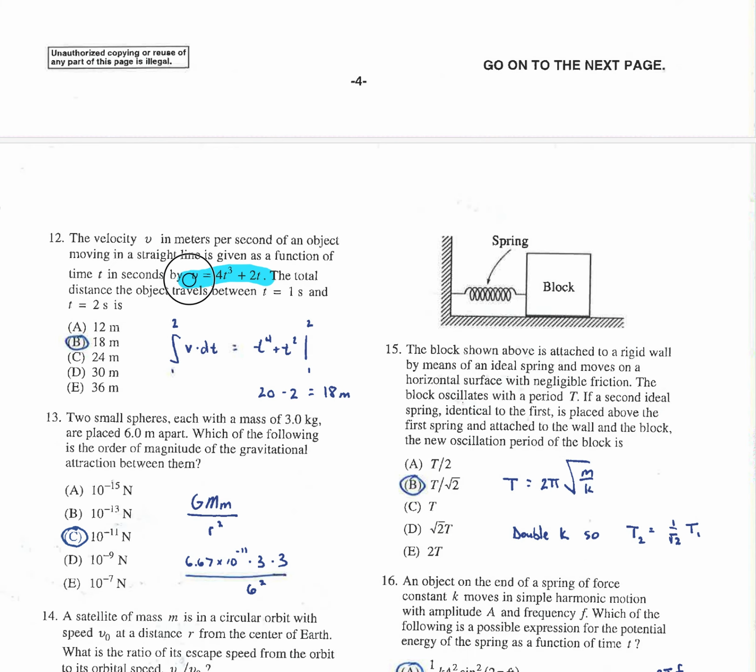So we have some velocity as a function of time, which tells us we need to do calculus, and we want to find the distance traveled. We just integrate from 1 to 2. Again, this is a definite integral. This is the integral, and then we evaluate it from 1 to 2.